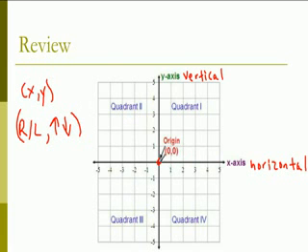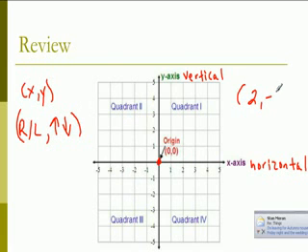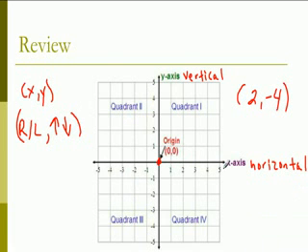So if I wanted to find the point 2, -4, remember I would go over 2 because it's positive, and then down 4 because it's a negative, so 1, 2, 3, 4. So here's my point, 2, -4. That's just a little review.